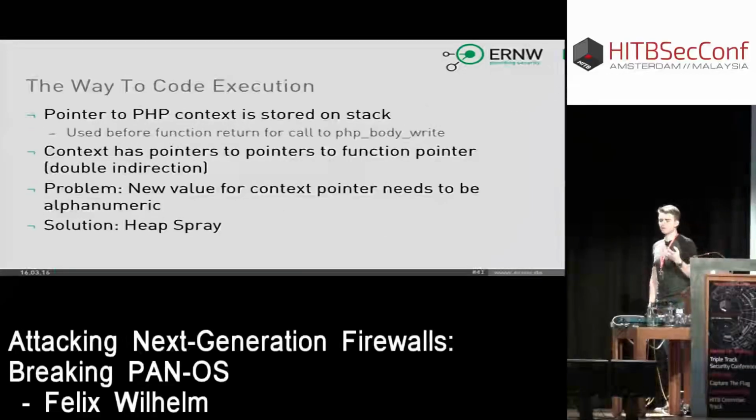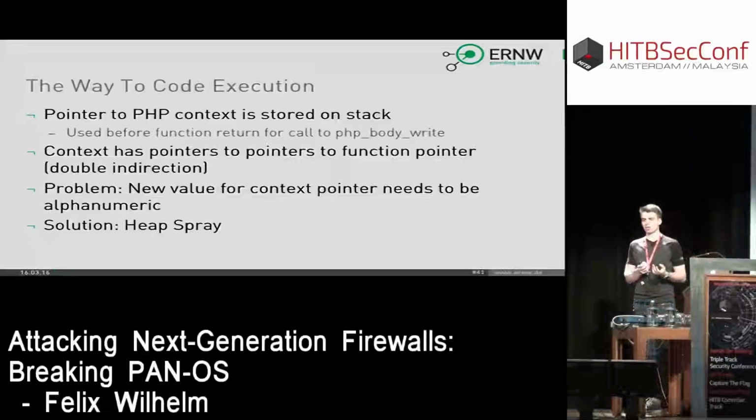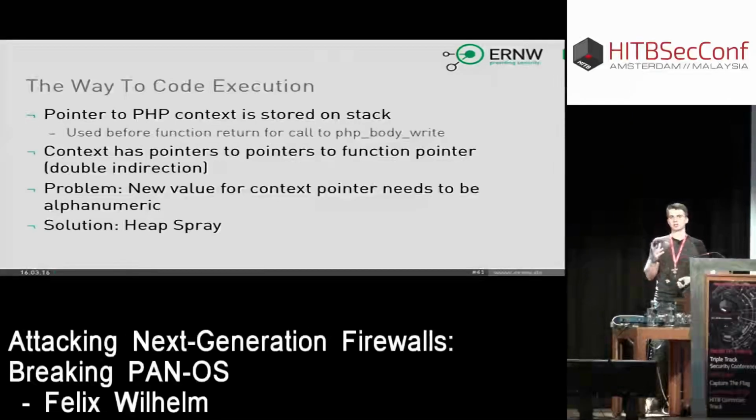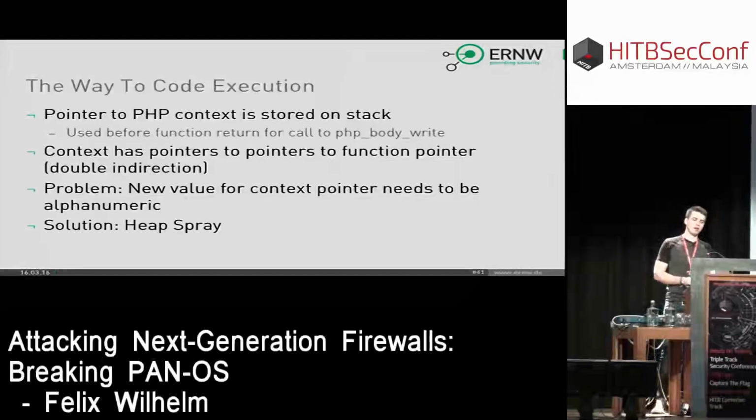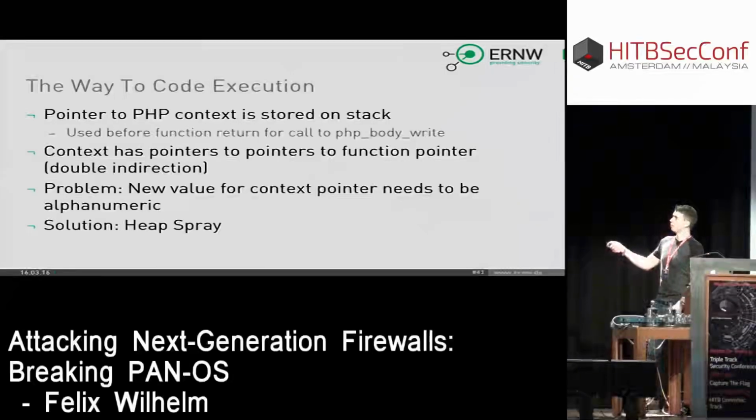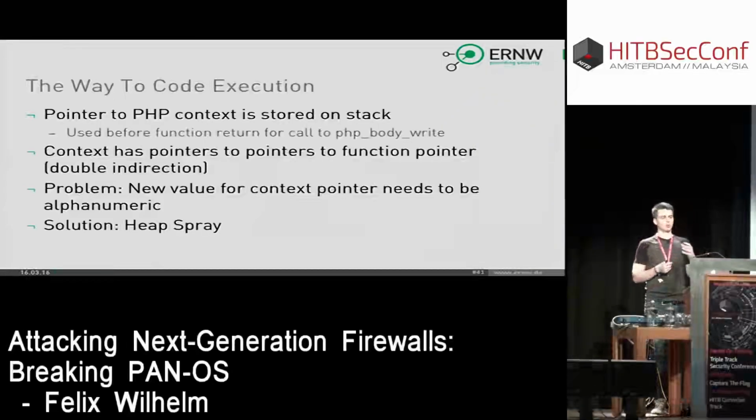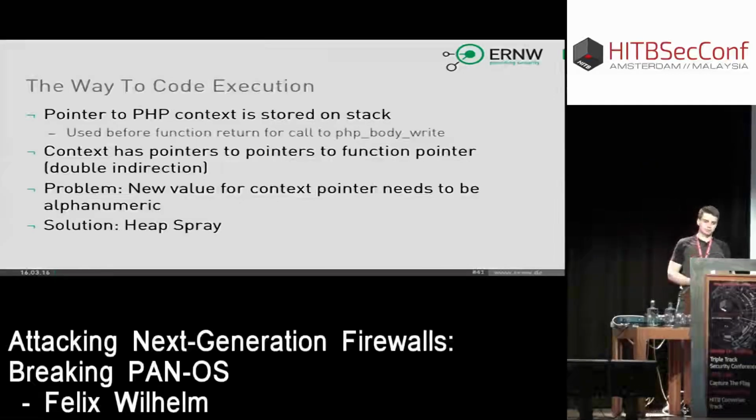Luckily, we have something that we can overwrite, and this is a pointer to a PHP context. The PHP context is like a global data structure, or a main data structure, used by the PHP interpreter. And this is stored on the stack in the vulnerable function. It's used before the function returns when PHP body write is called. This context contains pointers to function pointers, so we have a double indirection we need to bypass. But we can overwrite that with an arbitrary value.